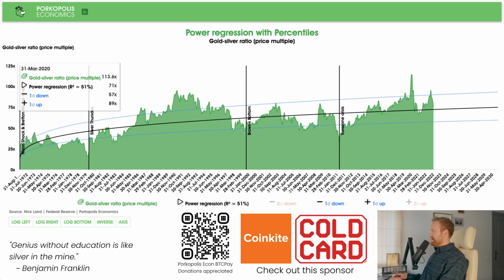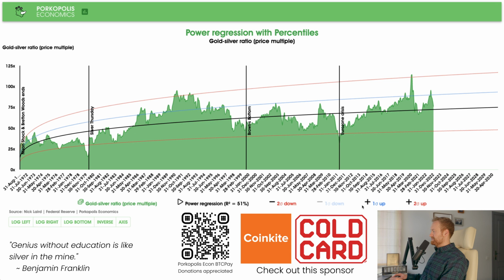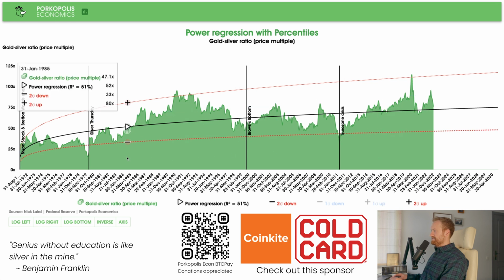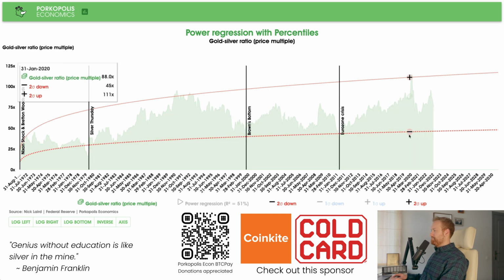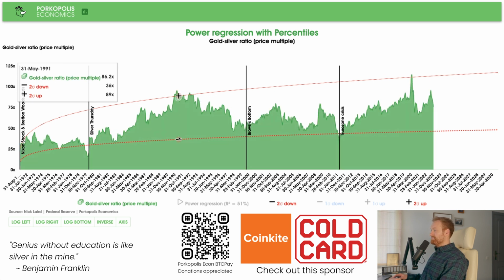All right, let's go ahead and add the 2 sigma moves. And let's go ahead and take out 1 sigma because we just keep this nice and easy. Let's even take out the trend line. So we have the 2 sigma bands now, okay? Anything that's below the top red dotted line, anything that's above the bottom red dotted line is within a 2 sigma move of the trend line. All right, so in other words, 95% of the observations are within these bands. 95% of the observations.